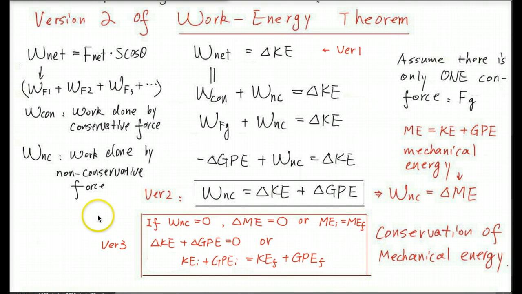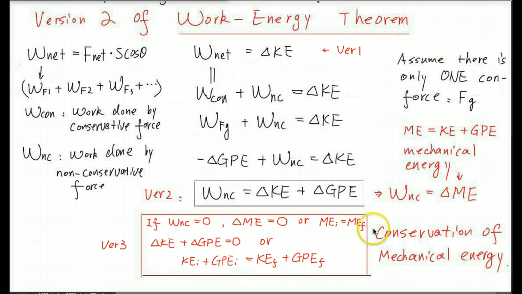Then version 3. Version 3 is actually just an exception of version 2. What if the non-conservative force does zero work? They either do not exist or they just do zero work. If this one equals 0, the equation becomes delta ME equals 0. If you separate delta ME into ME final minus ME initial, and move the ME initial to the other side, we get ME initial equals ME final.